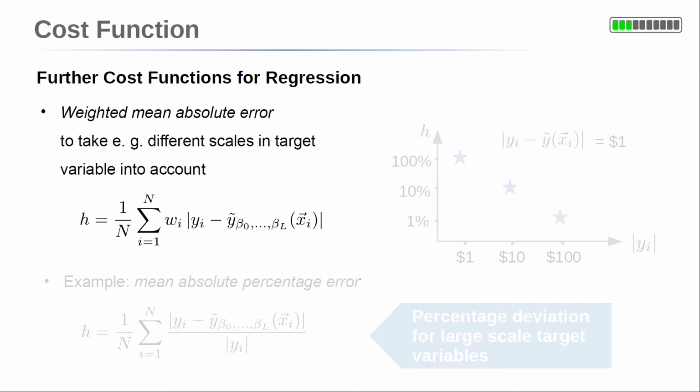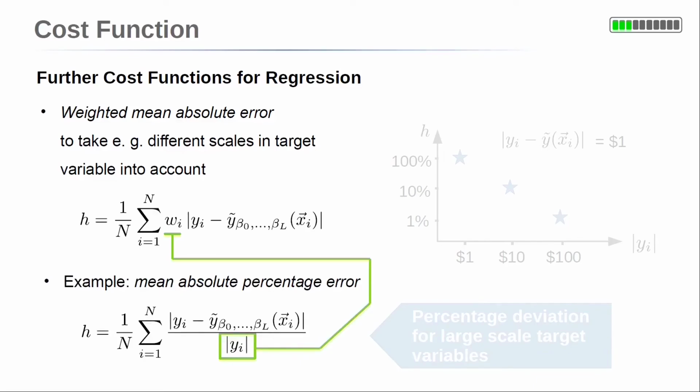Besides mean squared error and mean absolute error, there are plenty of other commonly used cost functions for evaluating regression models. For example, the weighted mean absolute error. This cost function is identical to the mean absolute error, but has an additional factor wi for each data point. Each data point yi xi is weighted by wi to scale the error contribution in the cost function. So the weighted mean absolute error can take different scales in the target variable value yi into account.